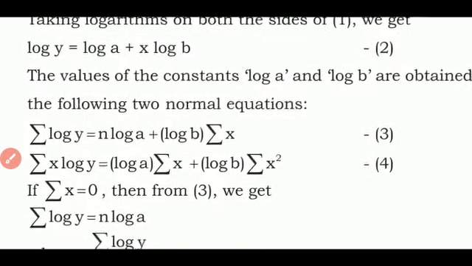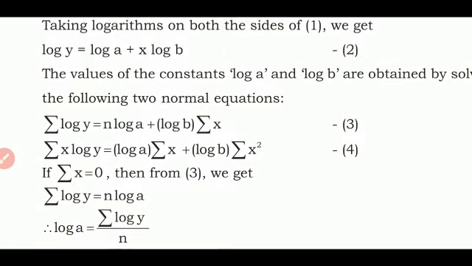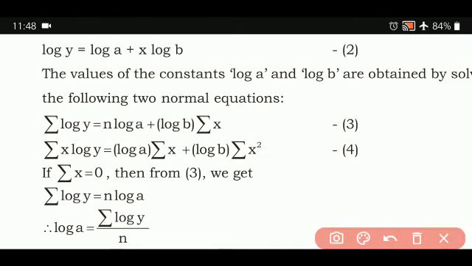Now the values of the constants log a and log b are obtained by solving the two normal equations. Here also you need the normal equations. Now for this particular equation we will write the normal equations. How do we write? The fashion is very much the same. For the first one you use summation log y is equal to, here log a is a constant, so n will come here, n log a plus log b, and this x will change to summation x.